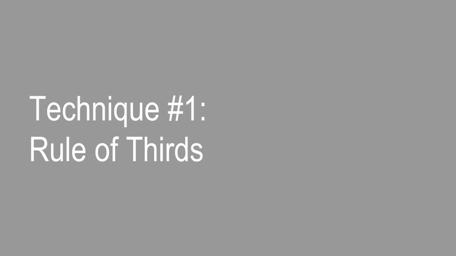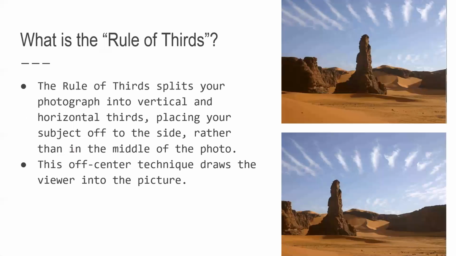First technique is going to be the rule of thirds. And this is a really big one that you might not know about. It's pretty subtle. But the rule of thirds basically is the idea that our brains are somehow more interested in an image that is slightly off center. That technique draws the viewer, so you or I, into the picture a little bit more.